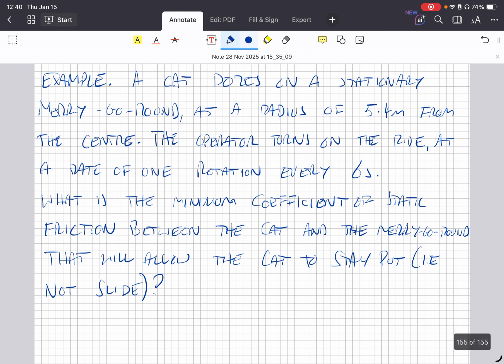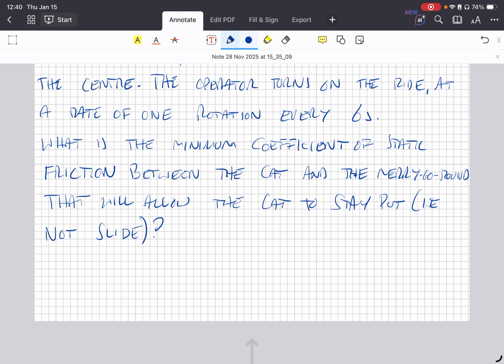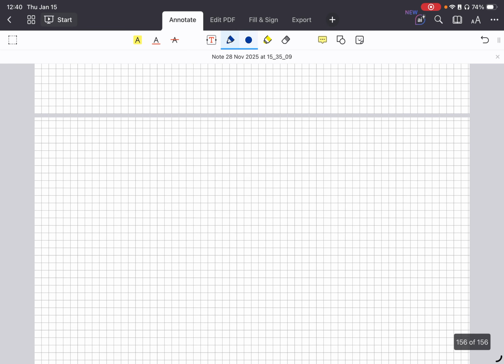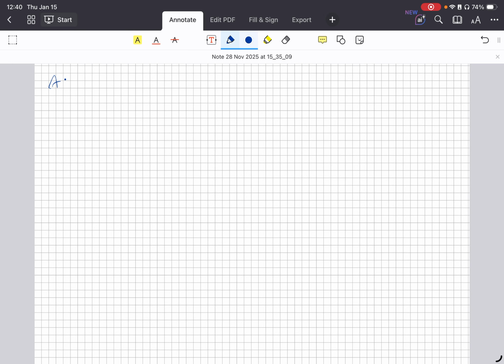So here's an example where we're applying that knowledge. It says a cat dozes on a stationary merry-go-round at a radius of 5.4 meters from the center. The operator turns on the ride at a rate of 1 rotation every 6 seconds. What is the minimum coefficient of static friction between the cat and merry-go-round that will allow the cat to stay put, i.e. not slide?